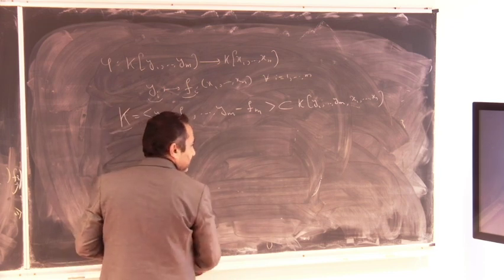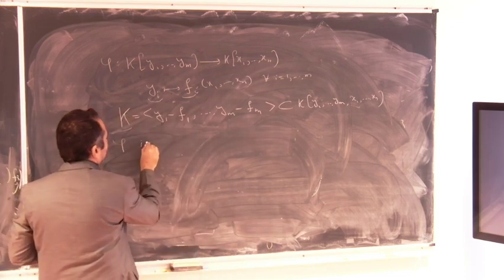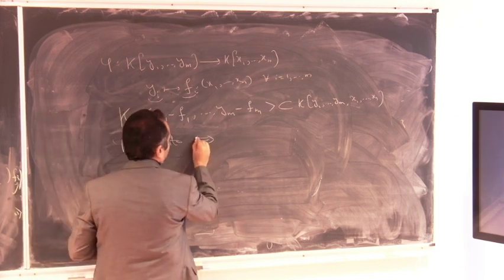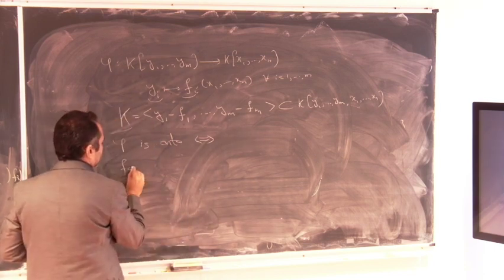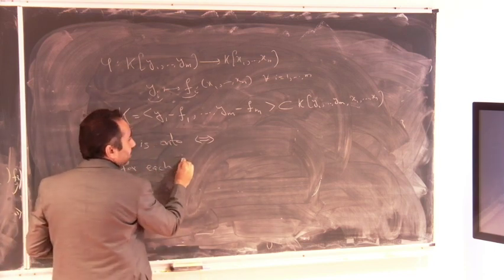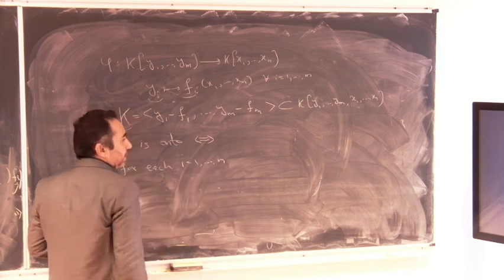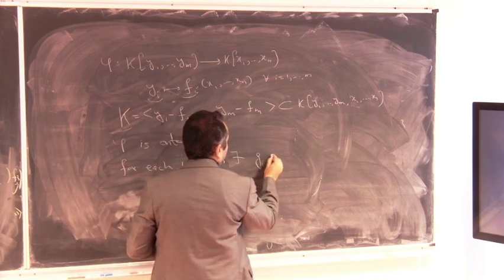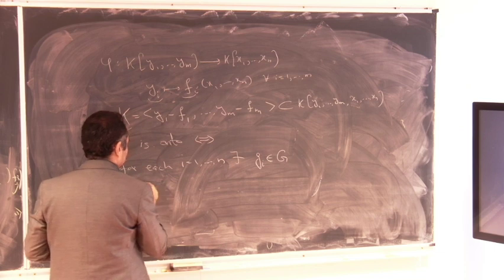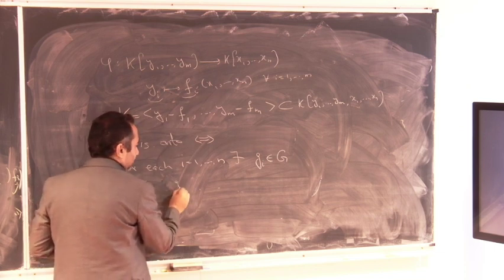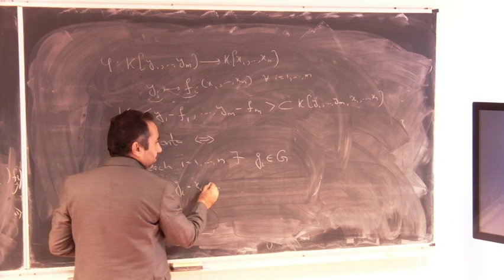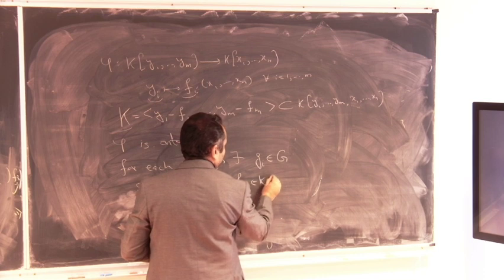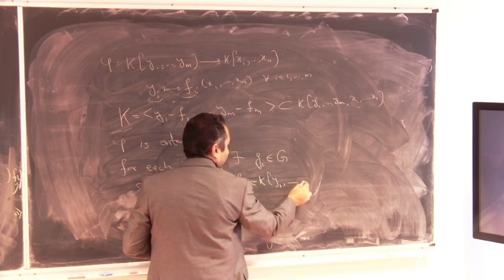So for the third part, we say that this phi is onto if and only if for each i varies from 1 up to n, there exist some elements gi belonging to g such that gi is equal to xi minus hi, where hi belongs to k of y1 up to ym.